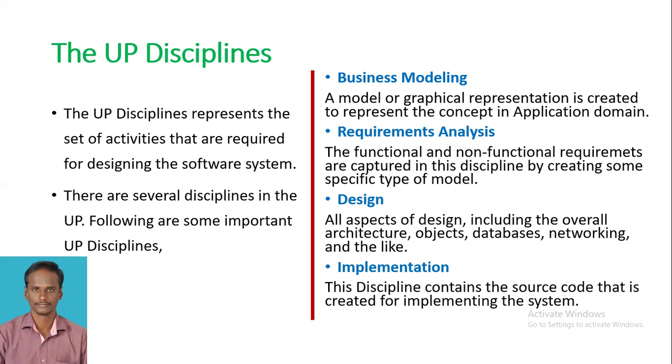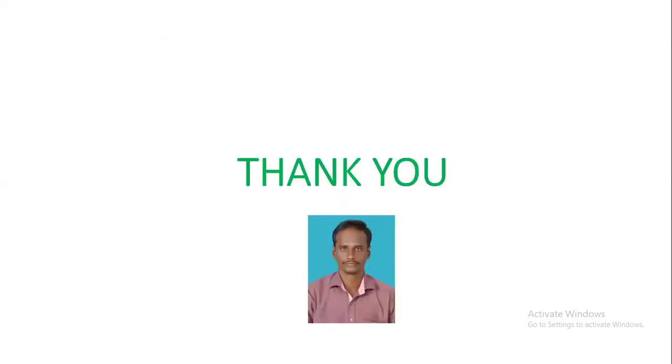The next one is requirement analysis. The functional and non-functional requirements are captured in this discipline by creating specific types of models. The next discipline is design, covering all aspects of design, including the overall architecture, objects, databases, networking, and so on. Next one is implementation. This discipline contains the source code that is created for implementing the system.